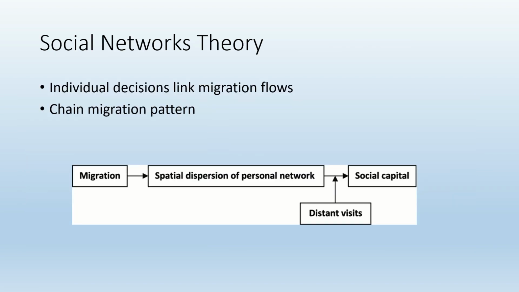The other one is social network theory, which is about looking at individual decisions that link migration flows.